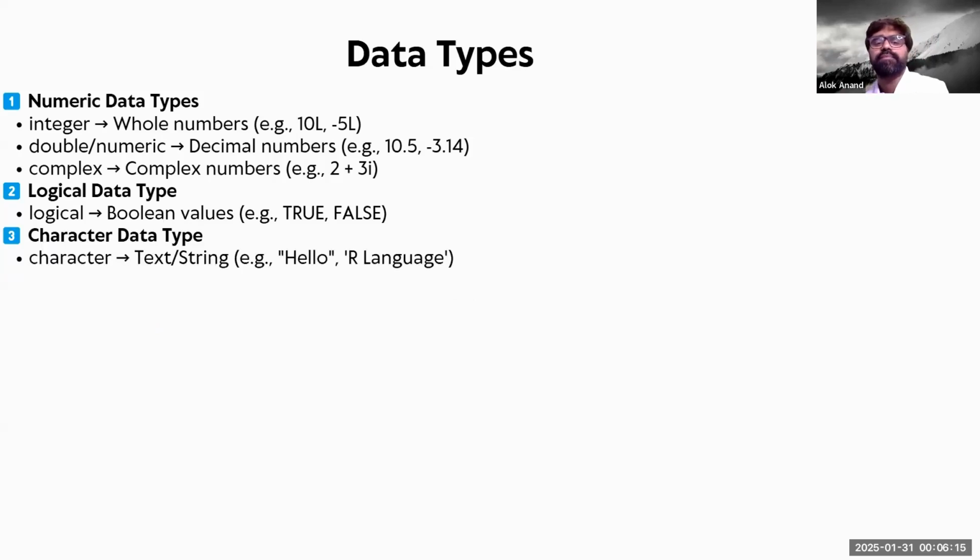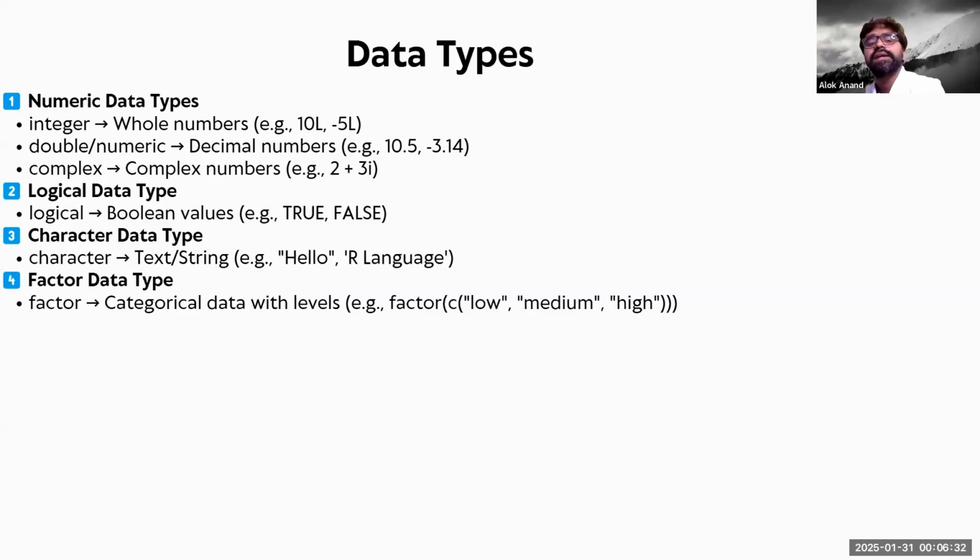Then we have the character data type, nominal variable kind of things. For example, hello world, these are character data types, right? And in R, we always write characters with the help of inverted commas, even in Python. Another data type is your factor. These are categorical data with some labels. For example, here we have a total of 3 different labels specified: low, medium, and high.